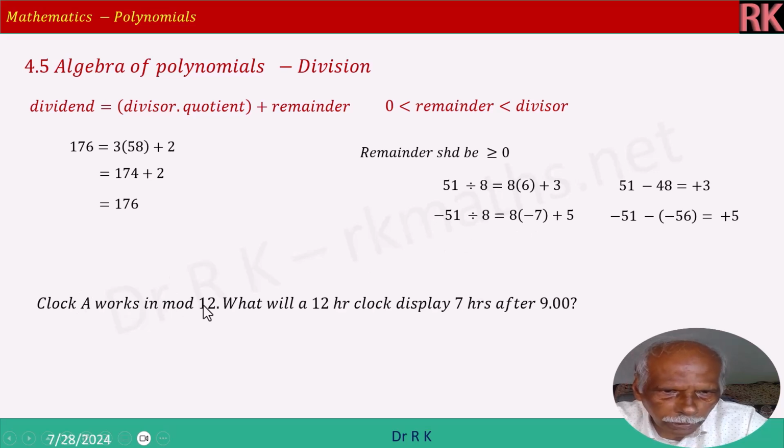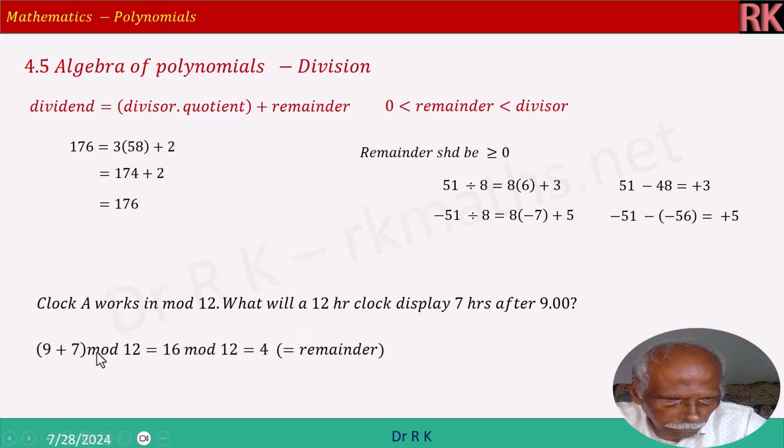Clock A works in mod 12. What will a 12-hour clock display 7 hours after 9? That means we will have to find 7 plus 9, 16 mod 12. So 7 hours after 9 means 9 plus 7 hours, and we have to find the modulus by dividing by 12. So 9 plus 7 mod 12 is 16 mod 12, which is 4. The remainder is 4. 16 mod 12 means find the remainder of 16 when divided by 12. Therefore, the clock will show 4 o'clock.